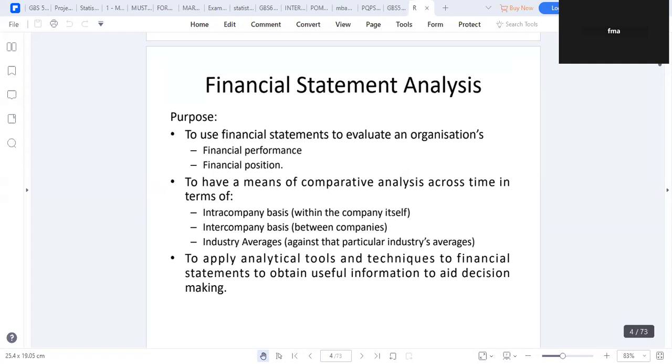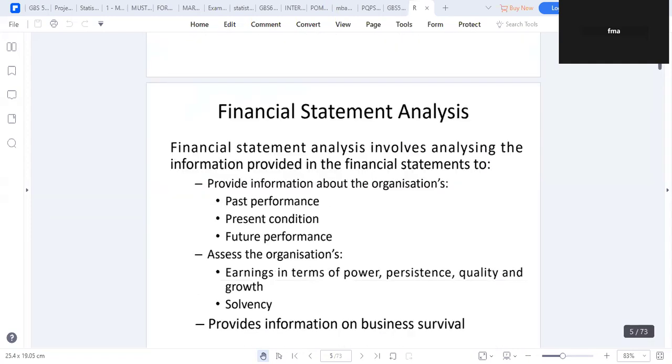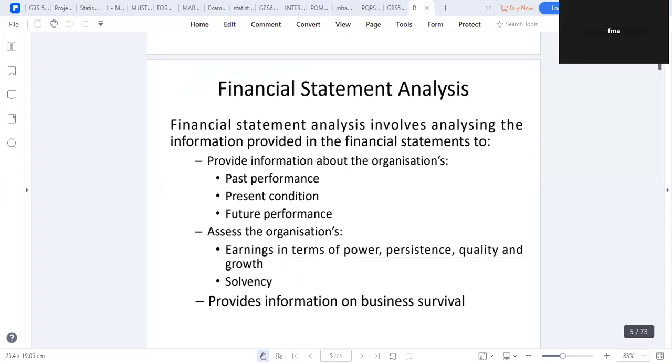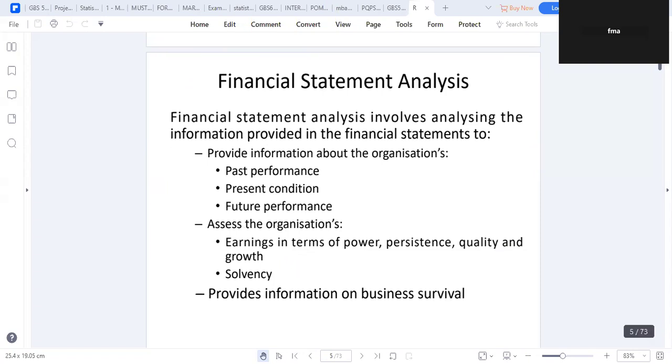So, what does financial statement analysis involve? It involves analyzing information to provide information about the organization's past performance, present, and future performance. It is there to assess an organization's ability in earnings and solvency. It also provides information on business survival.